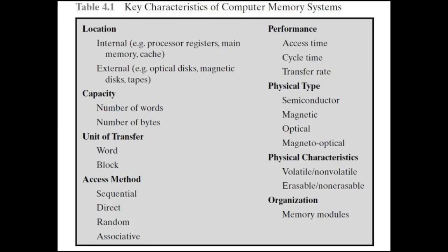This is a table which shows the key characteristics of a computer's main memory system: the location, which is external or internal, the capacity, which is in the number of words or number of bytes, unit of transfer, which is in word or block, access method, performance, physical type, physical characteristics, and organization.